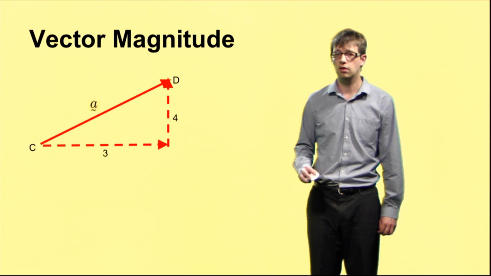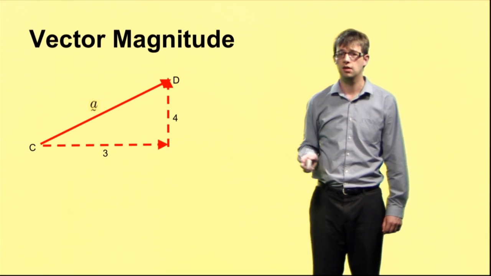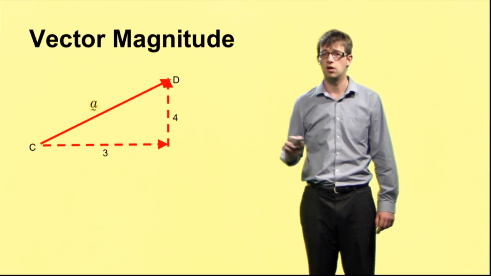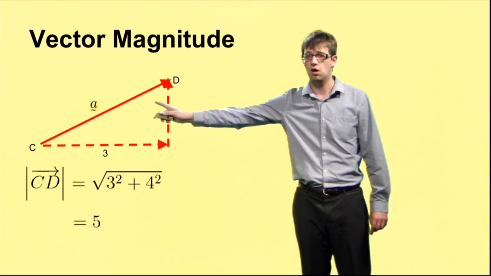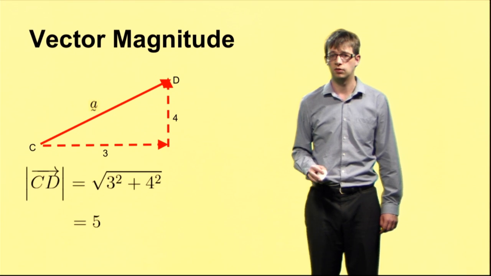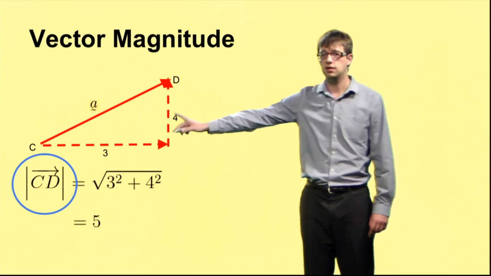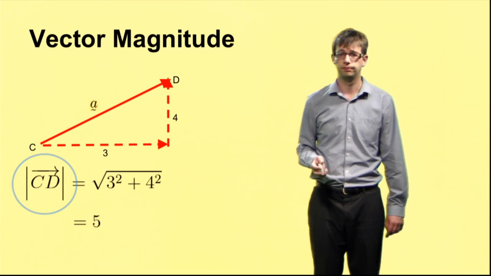To find the magnitude of the vector, so how long our arrow is, or the size of the vector, now that we've got the components, 3i plus 4j, we can find the length of the hypotenuse of the right angle triangle. So 3 squared plus 4 squared, square rooted, equals 5. The CD notation for magnitude, we put in between two vertical lines.